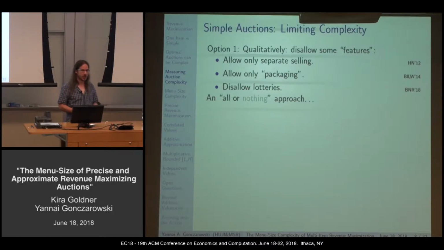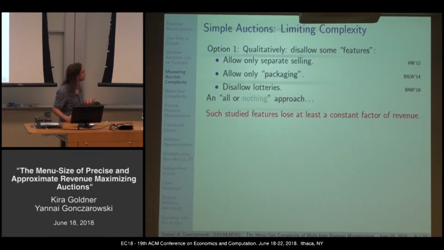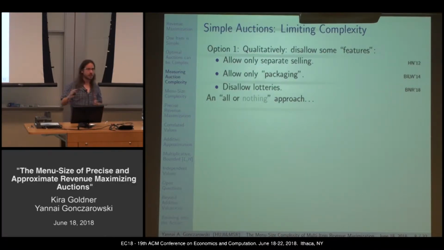Or maybe to say I'll either sell them separately or sell all of them together as a bundle. Another option is to disallow lotteries, to say, okay, I'm going to find the best deterministic mechanism and see what I get. And all of this is an all or nothing approach, in the sense that either we're using some feature or we're completely not using it.